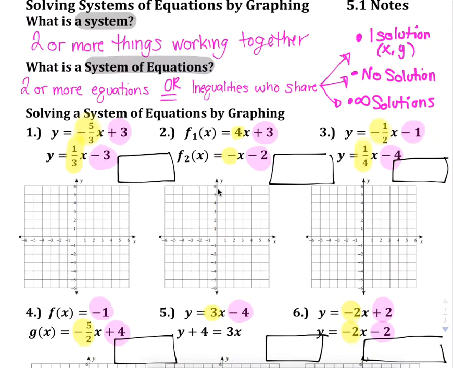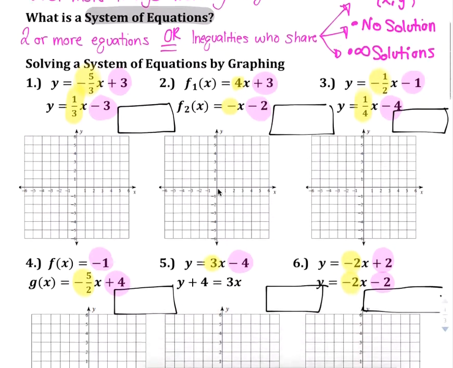Again, they could be inequalities, but they have to share something. They're working together to make a solution. So in those, they could share one solution. We'll show you what that looks like. They might share no solutions, or they might share infinite solutions. So before we start graphing, I do want to go to the back page and kind of write out so that you know what you're looking for.